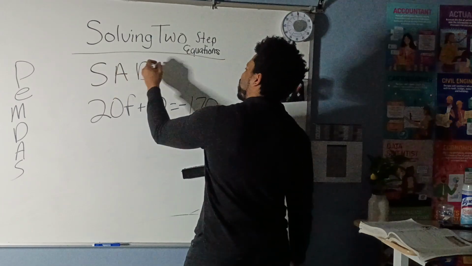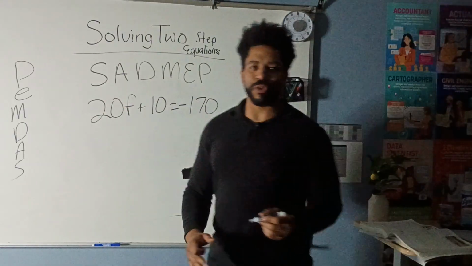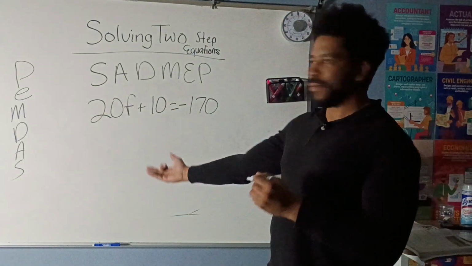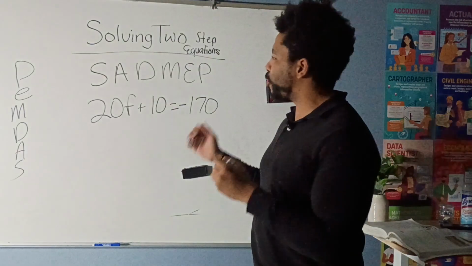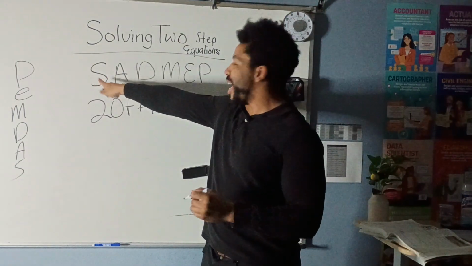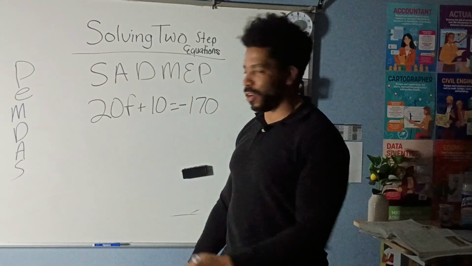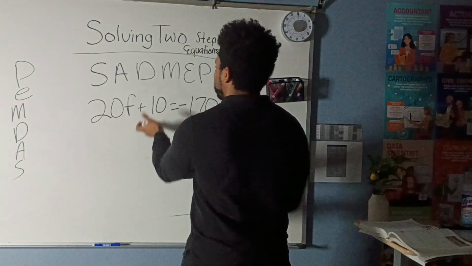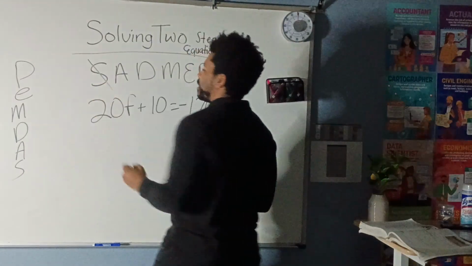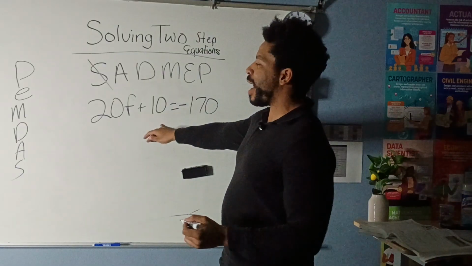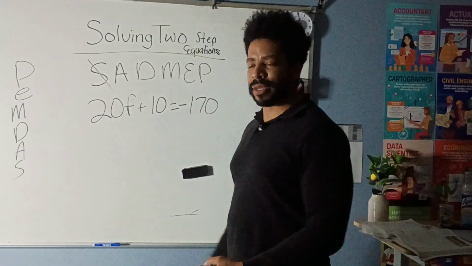This is the method that we'll be using in order to solve this problem. And so the first thing that you want to do with 20f plus 10 is equal to negative 170. You want to start with the S. You start looking for subtraction because we're solving for the variable. And so do we see subtraction here on this side? No. And so you go to the next thing, which is adding. And we want to look for adding, not for multiplying. We want to look for adding. And this is adding 10.